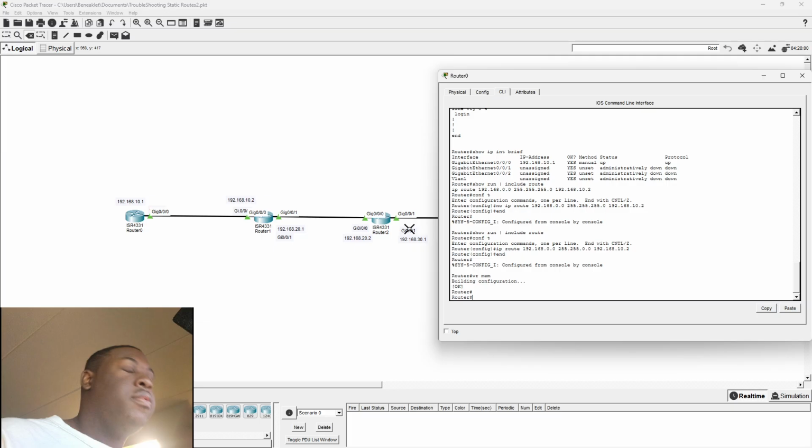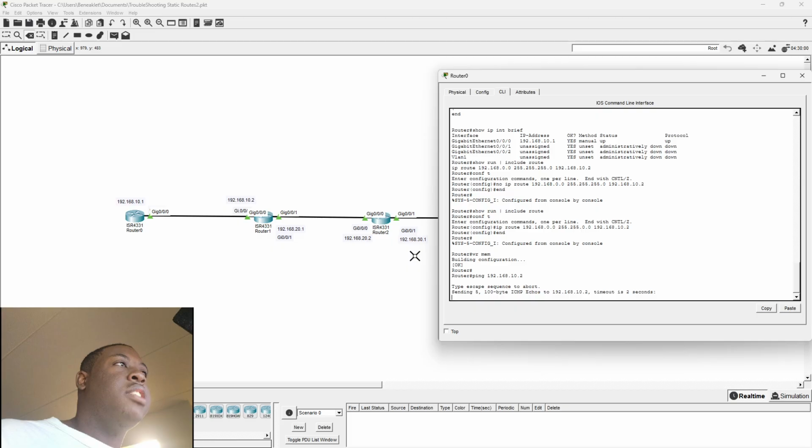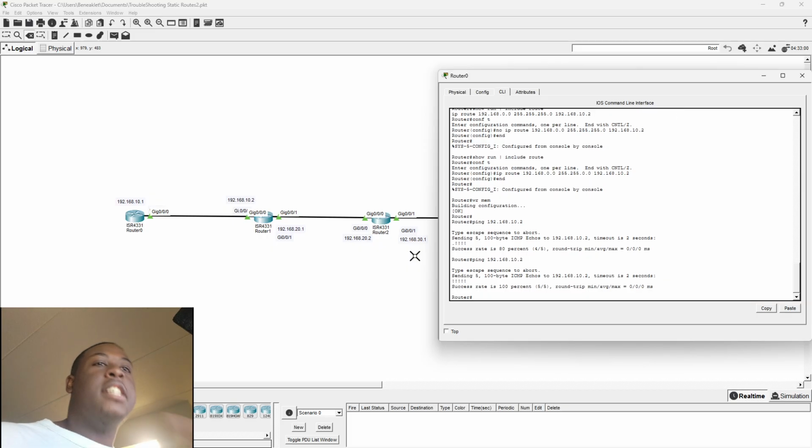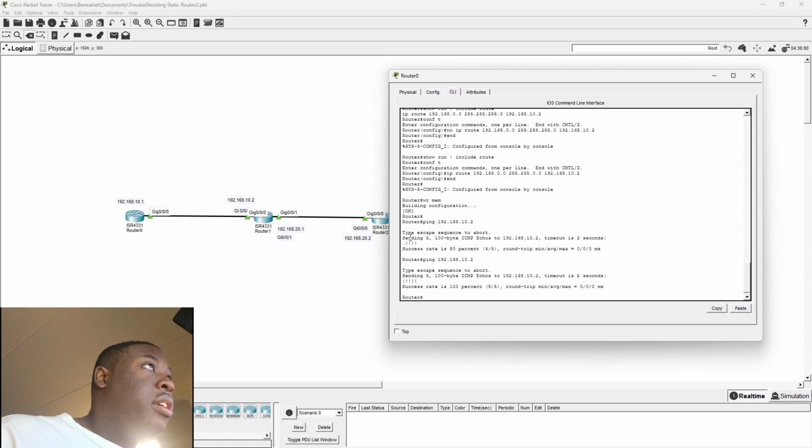Theoretically, we should be able to ping router 1 now. Yes, we can. The first one fails because this is Packet Tracer, a simulation, but the next one is 100%. So we got that done, and this one is configured.